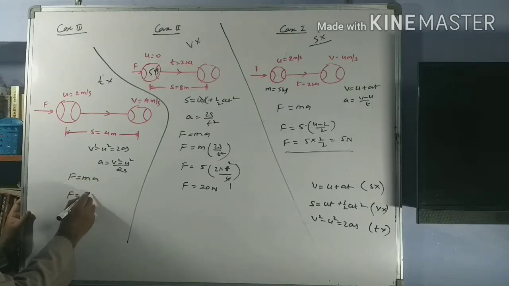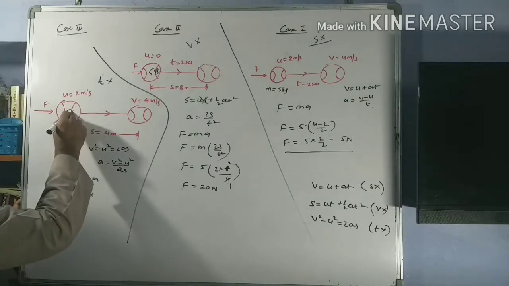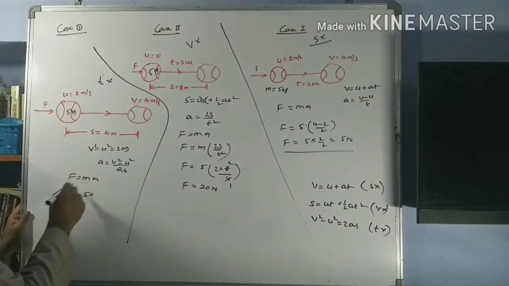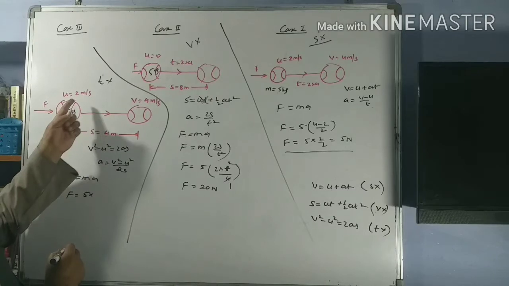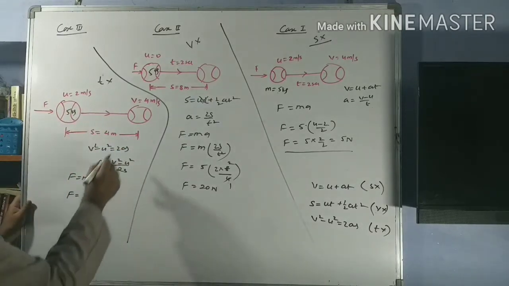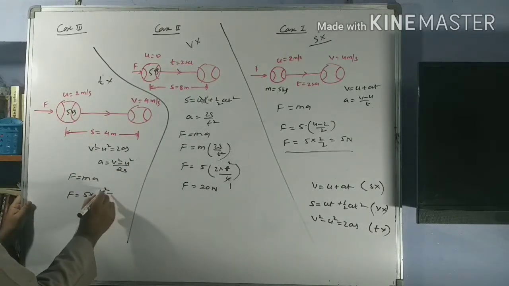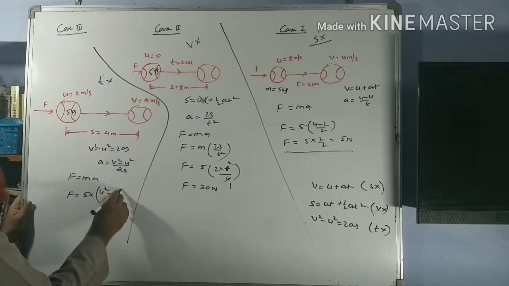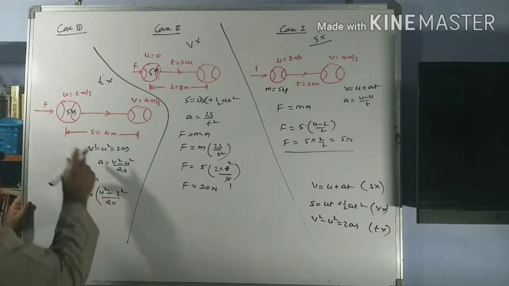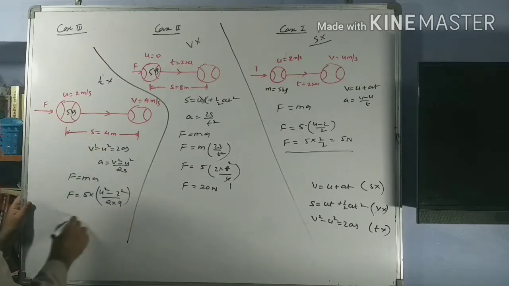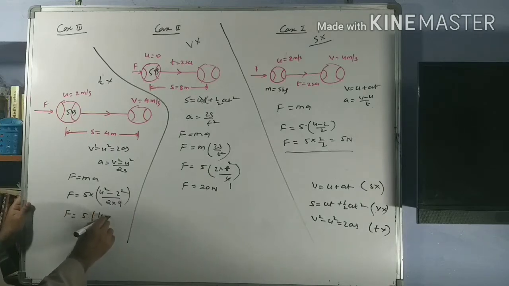Therefore, you can write F equals 5 into a, because the ball has a mass of 5 kg. So what is a here? a is v square minus u square by 2 into s. That is 4 square minus 2 square by 2 into s, and s is 4 here. So F is equal to 5 into (16 minus 4) by 8.